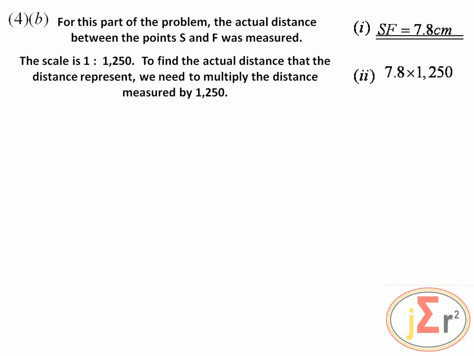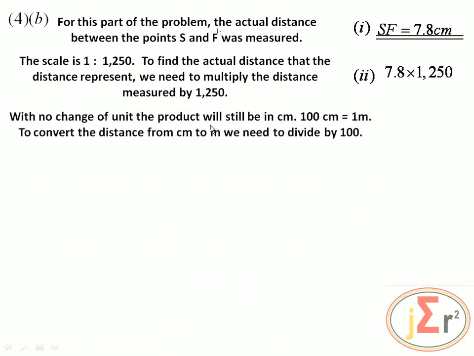So 7.8 centimeters multiplied by 1,250. The answer that we would get would be in centimeters. But with no change of unit, the product will still be in centimeters. 100 centimeters is equal to 1 meter. To convert the distance from centimeters to meters, we need to divide by 100. Divide by 100, 97.5 meters.